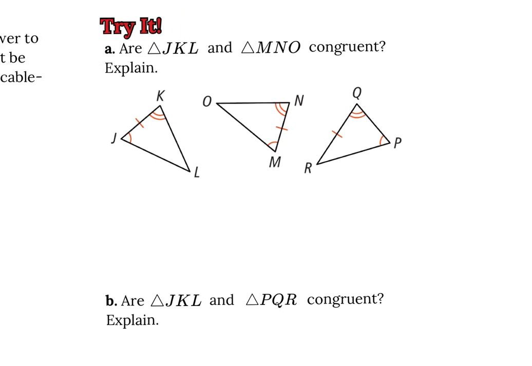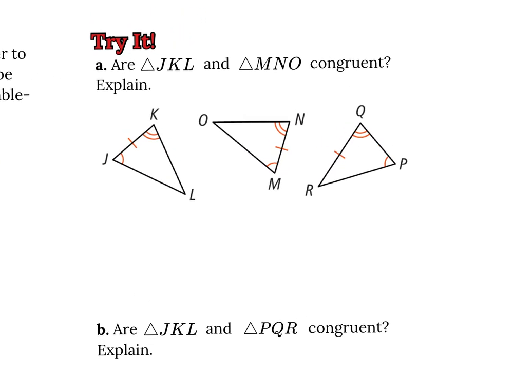Let's look at the try it. Are JKL and MNO congruent? And we need to explain. I can see that I have an angle, a side, and an angle, and then an angle, a side, and an angle. So yes, these would be congruent through angle-side-angle.